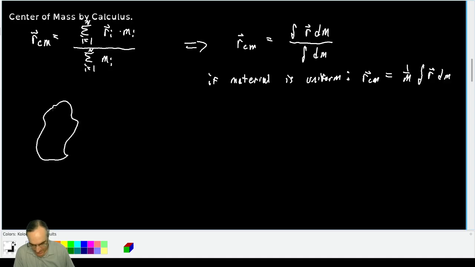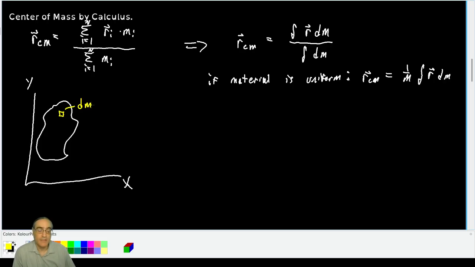So let's say we have some 2D object and we'll put it in an xy coordinate system. dm is a small little piece of that. So we'd need to find the mass of a small little piece. Sometimes double integrals are useful, sometimes triple integrals are useful. We're actually going to learn how to do this without appeal to any of those. What we're basically going to do is take convenient shapes. So we're going to imagine chopping things up.